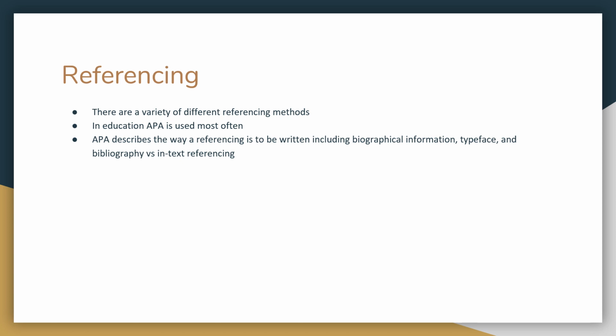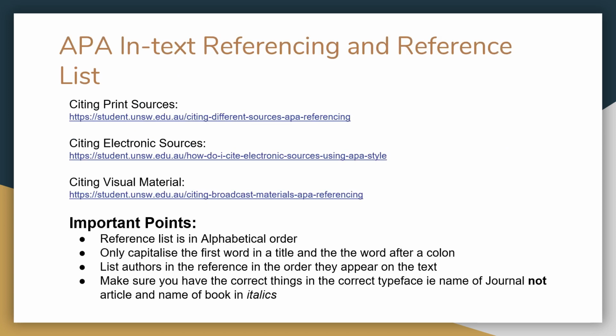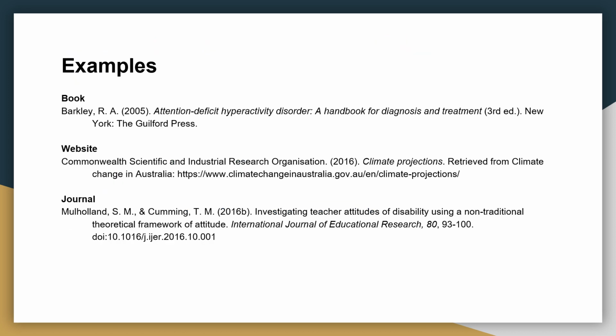And remember that in Microsoft Word, we'll show you how to use the referencing tool in there, so it makes it much easier. So APA in-text referencing and the list. You'll have to go into these links and have a look. The reference list is always in alphabetical order. You only capitalize the first word, list the authors in the reference, and make sure that you put things into the correct typeface, the name of the journal, and so on and so forth. Here are some examples of an APA style.